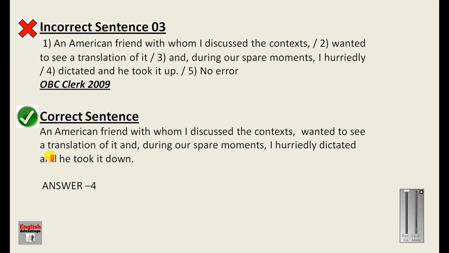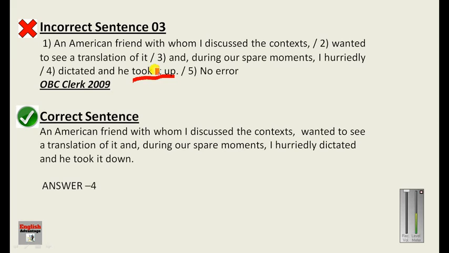Okay, so in place of this you have to use the phrase that implies the meaning of writing down or noting it down. The correct phrase here will be "take it down", not "take it up". Because take up means something different. Take up means to face something or to start doing something. So here you have to write "took it down", not "took it up".